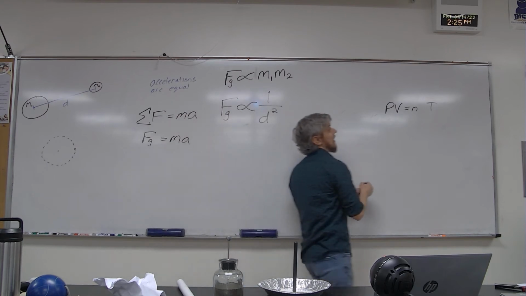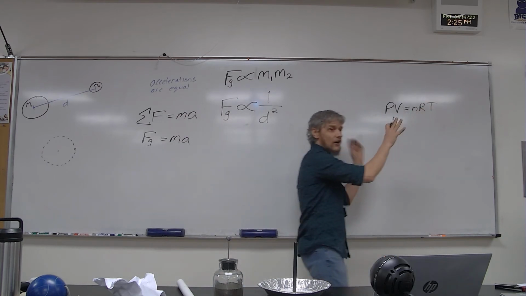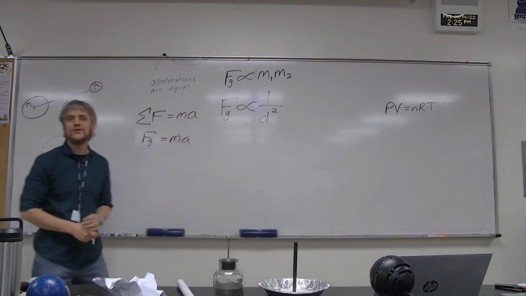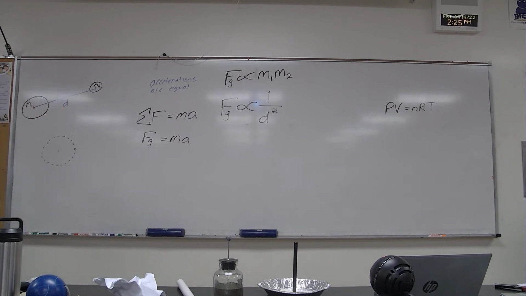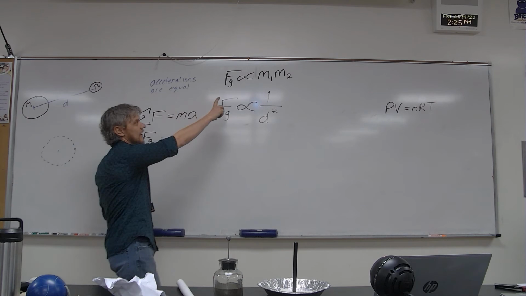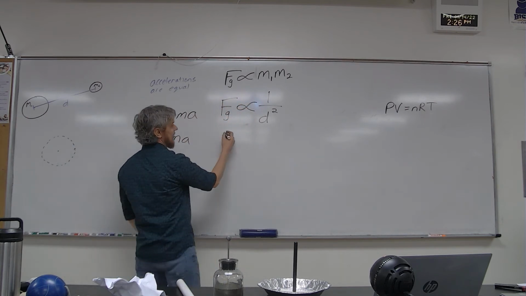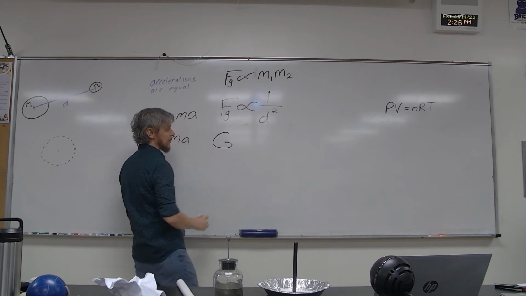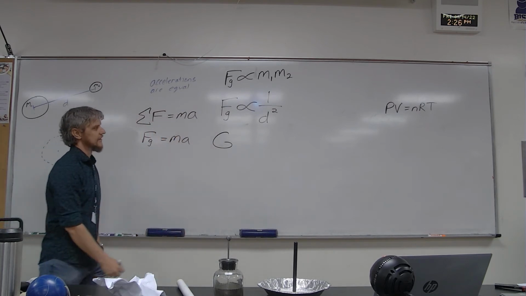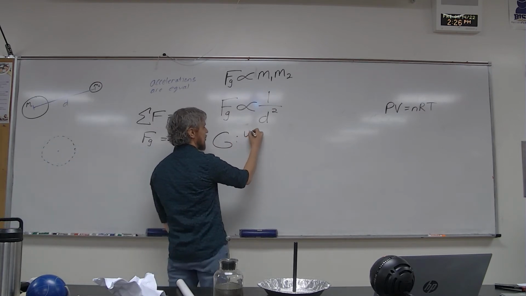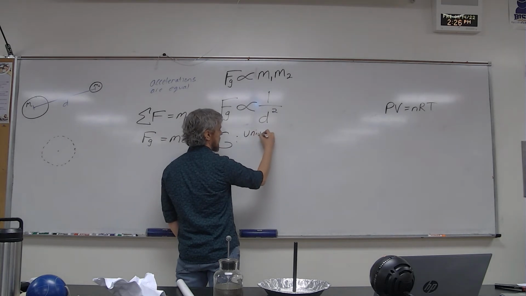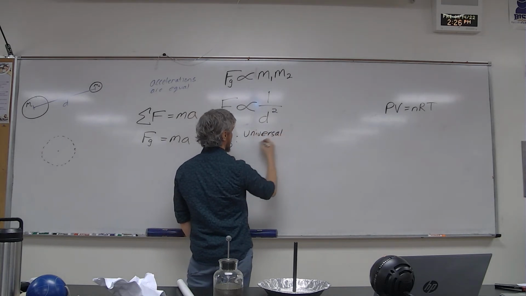So you need that proportionality constant. Not all physical laws require one. Newton's second law does not. There's no proportionality constant. It's just force, mass, and acceleration. This one does need a proportionality constant. And Newton called that proportionality constant big G. He didn't call it big G. He called it the universal gravitational constant.